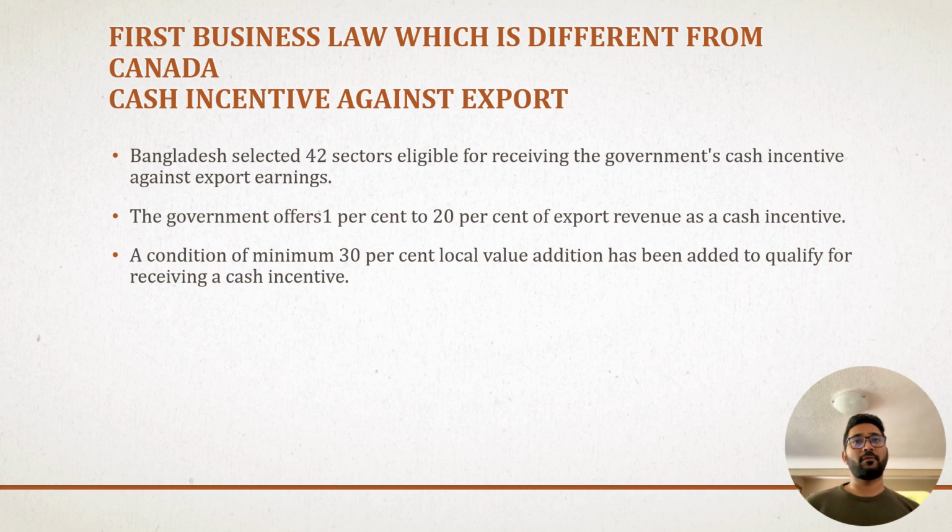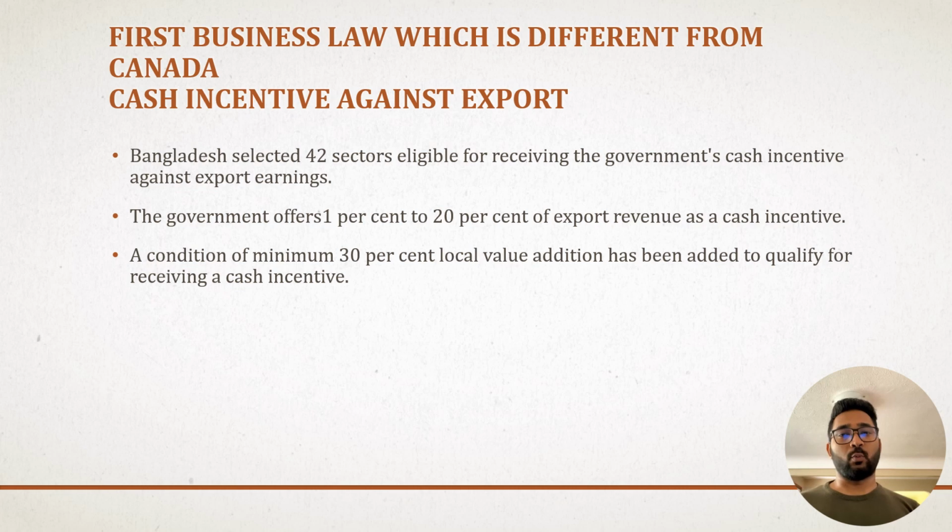Okay, let's talk about the first business law, which is different from Canada. The first one is cash incentive against export. As I told you, the Bangladesh government always tries to encourage exporters to increase the export amounts of goods, and it will eventually be beneficial for our government, because by exporting goods we can increase our foreign reserve as well. So the Bangladesh government has selected 42 sectors which are eligible for getting cash incentives against their export.